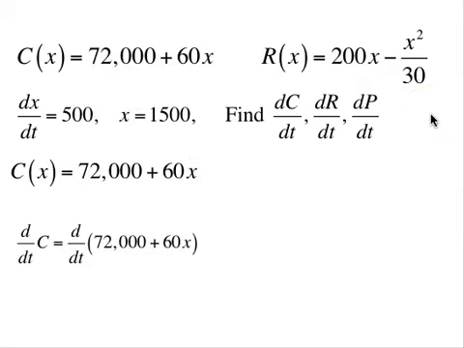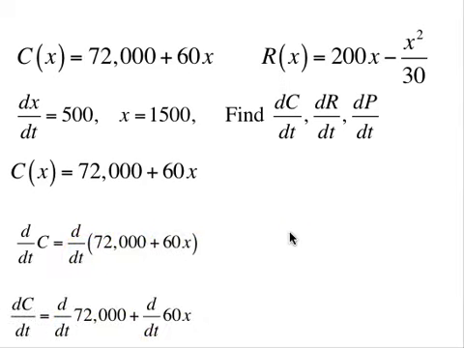So d/dt of C, the derivative with respect to t of C, is d/dt of 72,000 plus 60x. And I've gotten rid of the x because I want to focus on C rather than the independent variable x. So d/dt of C is dC/dt, is the derivative with respect to t of 72,000 plus the derivative with respect to t of 60x. This piece, of course, is just 0. The derivative of a constant is 0. I can pull the 60 out in front. That would be 60 times d/dt of x, or 60 dx/dt.